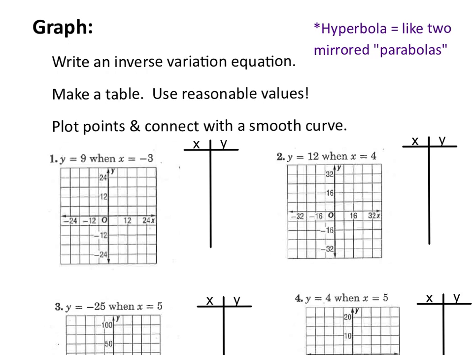So as you could recall from the last slide, when you looked at the graph of inverse variation, you saw that there were 2 graphs and they were like parabolas, but there's 2 of them. We call this now a hyperbola, and for us this is going to be like 2 mirrored parabolas today. So we actually have 2 graphs that we will be making here for inverse variation, and again it's called a hyperbola. So let's look at number 1.